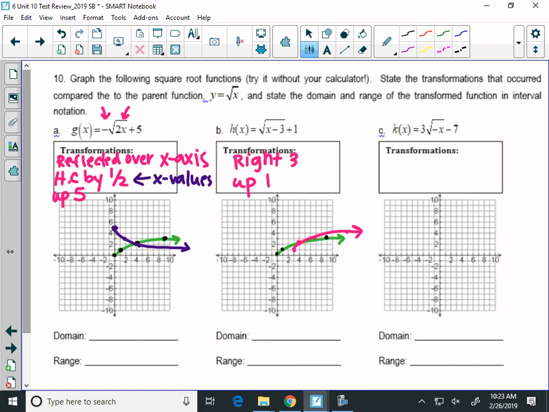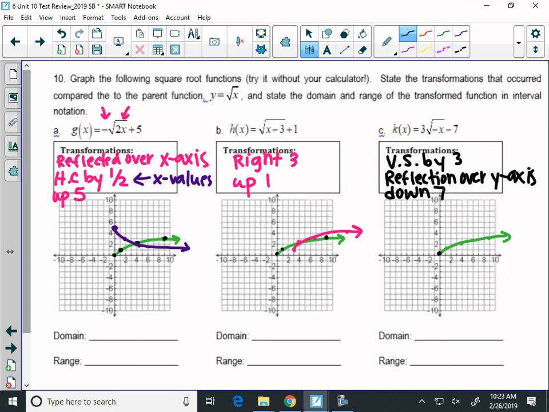All right, finally in C, I have 3 times the square root of negative x minus 7. The 3 in front of the entire equation is a vertical stretch by 3. The negative under the square root is a reflection over the y-axis. And the minus 7 means you're going to then move down 7. So again, let's start. I'll put my parent function on here so that we can use it as a guide.